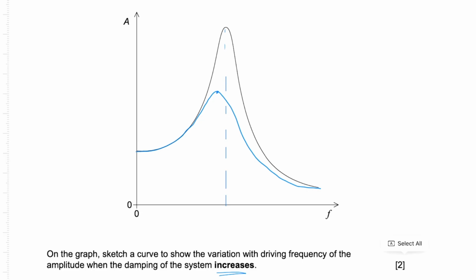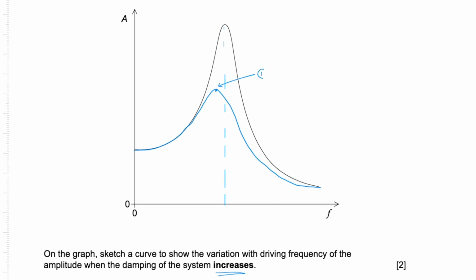2 marks there. The first mark will be showing that the resonant frequency has decreased. The second mark showing that the amplitude has decreased, but also that the shape of the curve is the same.